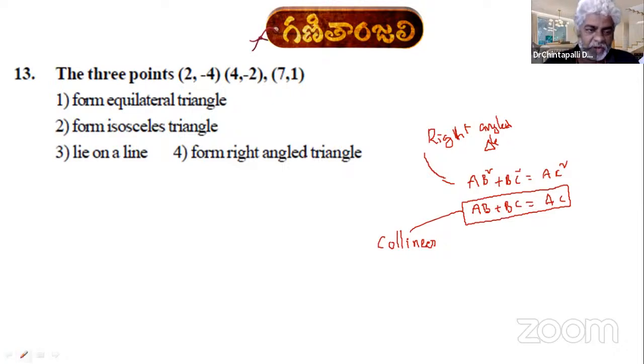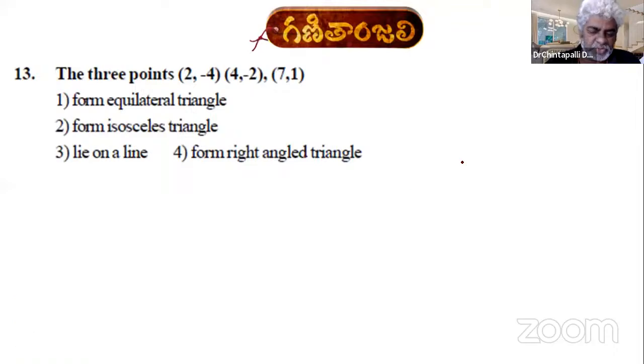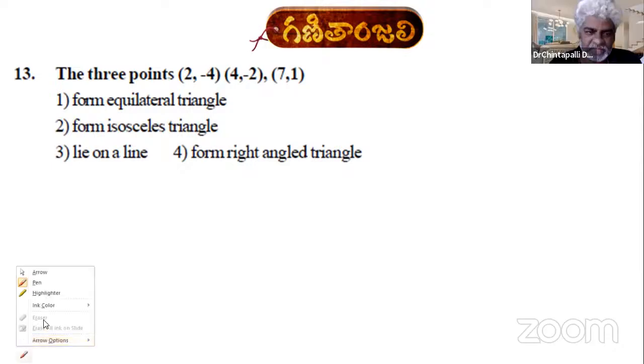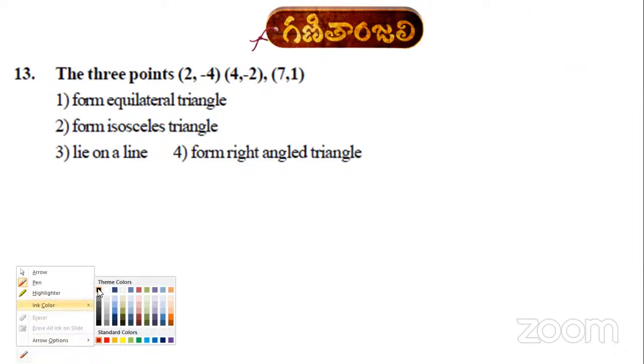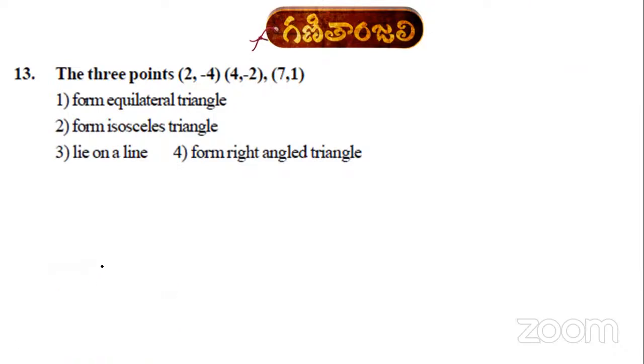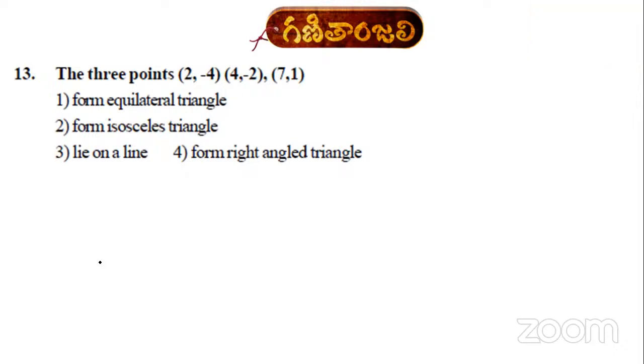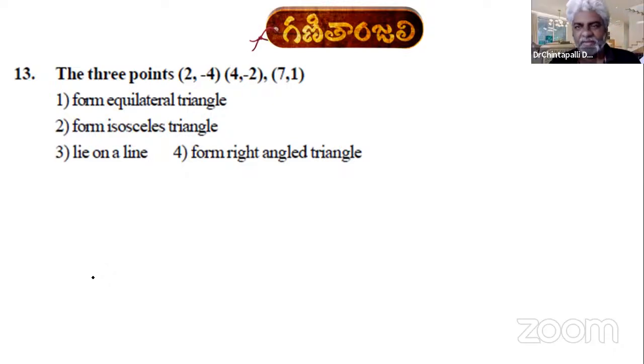Now we are learning another method. Do you remember those two methods? One method is the Pythagorean theorem, finding the lengths of the sides. If the sum of two sides is equal to the third side, it is not a triangle. The other is slopes: if the slopes are equal, then also it is not a triangle.